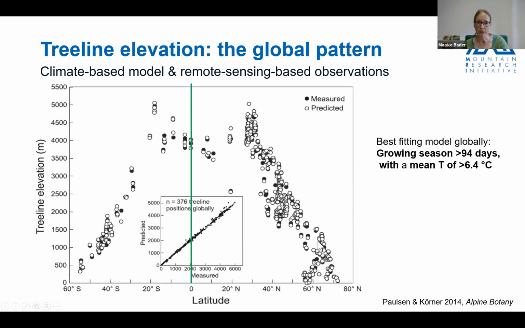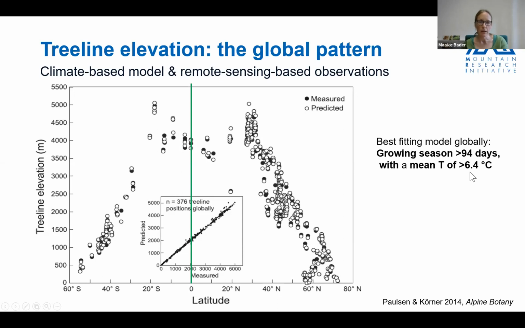This is a picture from a very famous paper by Paulsen and Körner, where the tree line elevation was modeled at a global scale based on temperature, and the best fitting model was the one where the growing season is more than 94 days. That's one criterion, and the mean temperature of that growing season should be about over 6.4 degrees.